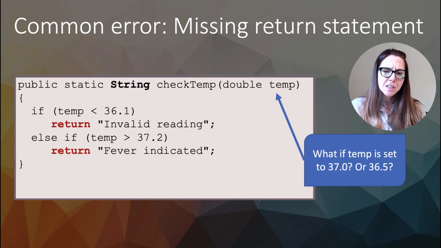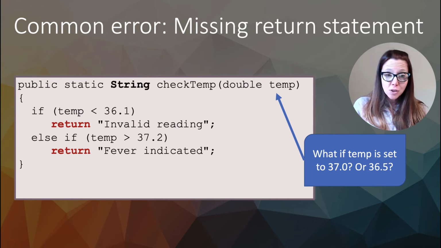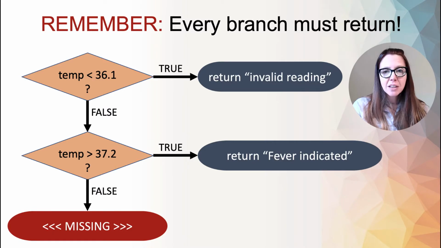But what if the temp is set to 37.0 or 36.5? If we receive any argument between 36.1 and 37.2, there's no return. And what that looks like in flowchart form is that one of the branches is missing.